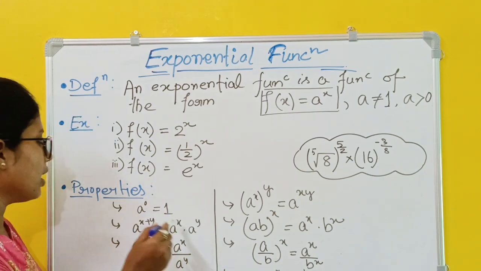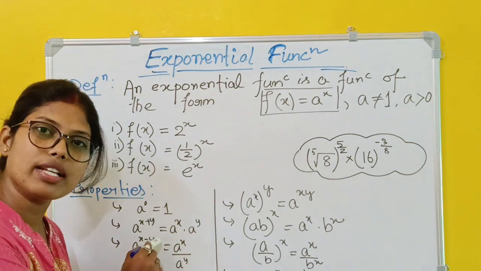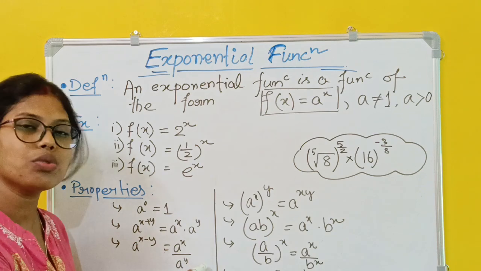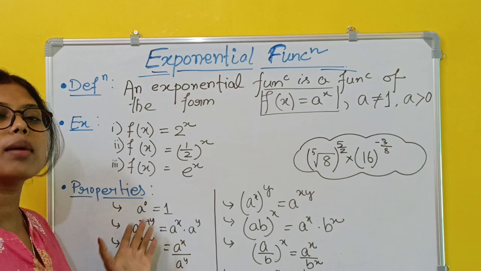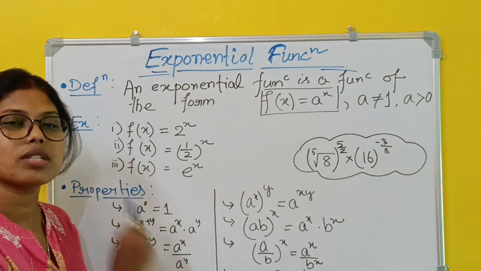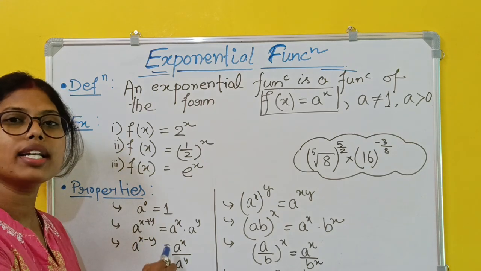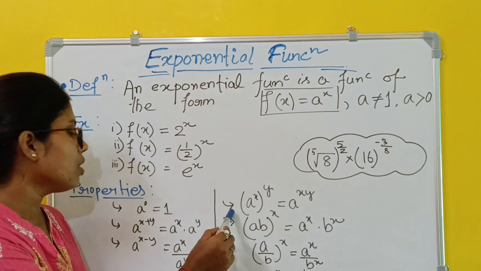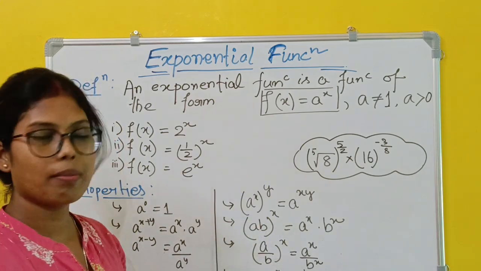Okay, similarly when there is a function like a to the power x minus y, then the minus will be transformed to division. So whenever there is a plus in the exponent, it is transformed into multiplication, and when there is a minus, it is transformed into division. So a to the power x minus y is nothing but a to the power x by a to the power y. Now the fourth formula, a to the power x whole to the power y.